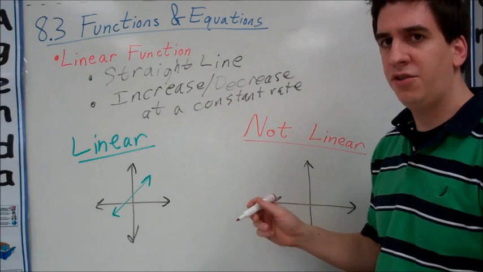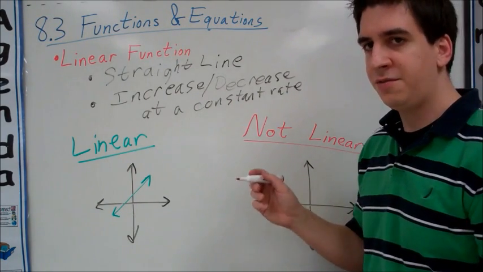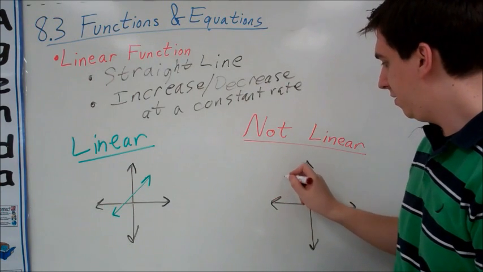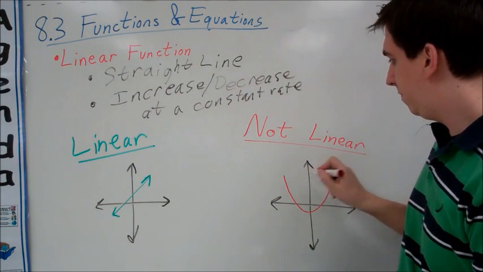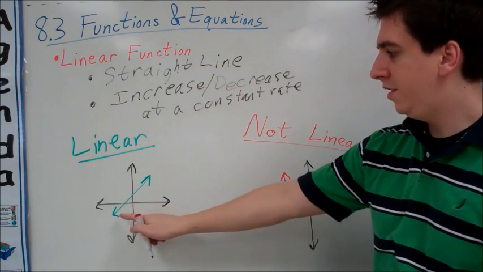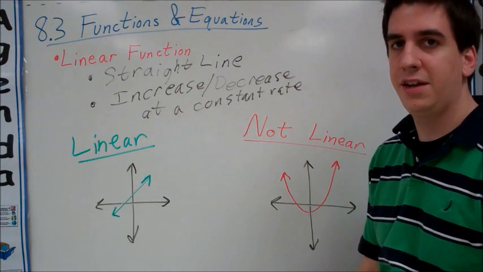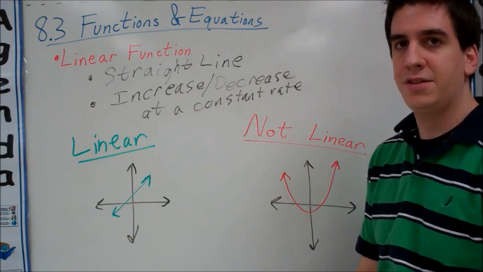Let's look at an example of a nonlinear function. If we have something that creates any sort of curve or does any sort of other shape, that will be nonlinear. So this, for example, is not linear because it's not a straight line. It's not increasing or decreasing at a constant rate. We're going to practice that too.